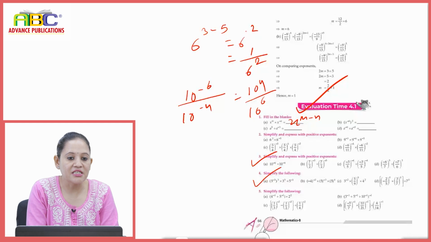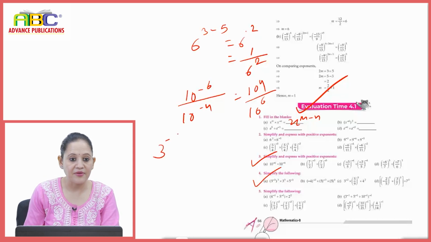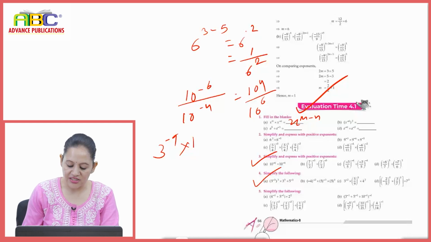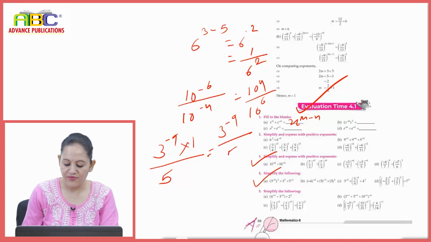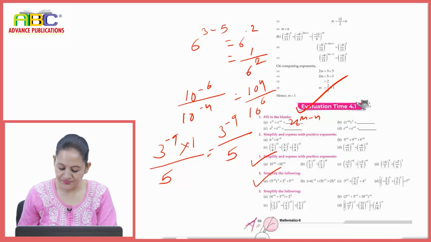3 to the power -3 whole to the power 3, multiplied by 3 to the power 0, divided by 5 to the power -1. 3 to the power -3 into 3 becomes 3 to the power -9, multiplied by 3 to the power 0, whose value is equal to 1, and divided by 5 to the power -1. We write it down, so 5 comes to the numerator. So 3 to the power -9 upon 5. Clear? Next, simplify the following.